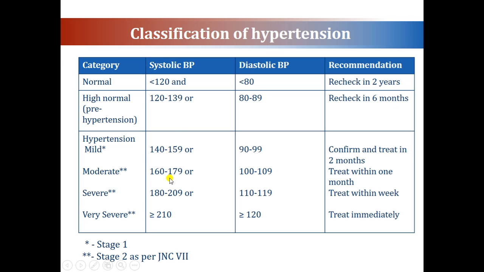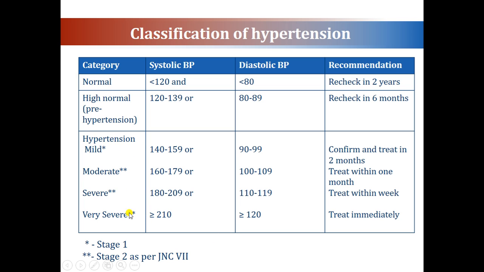Moderate hypertension, 160 to 179 and 100 to 109, treat within 1 month. Severe hypertension, 180 to 209 or 110 to 119, treat within a week. And more than 210 and more than 120, treat immediately.